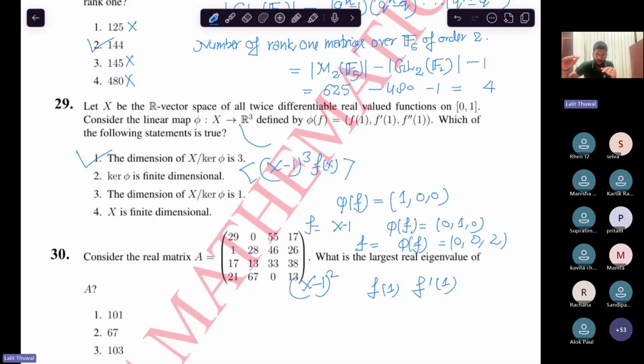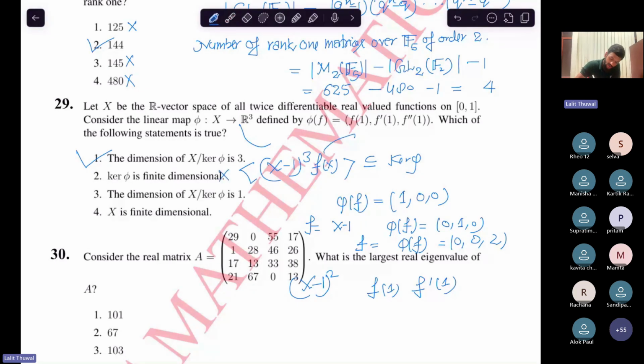Because if you vary the degree of f(x), then you will get polynomials of different degrees. All of them are linearly independent. So the kernel contains this ideal. Sorry, I mean the ideal of R[x], not X. This is contained in kernel phi, and it contains infinitely many vectors. That's why it cannot be finite dimensional.